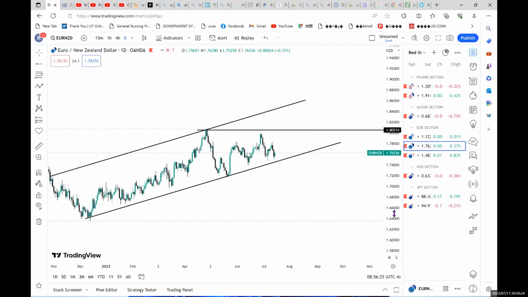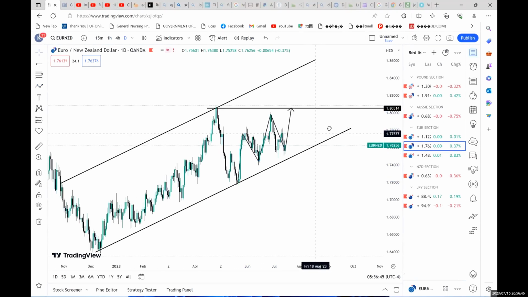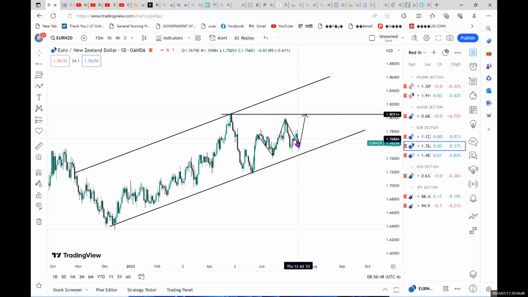So I think price is trying to get back up into this level here, all the way back up into here. Okay. And you can see the way it's doing it, it's creating higher lows, higher highs, higher lows, higher highs. This here could be our next higher low to push back up into the highs like this. Okay.